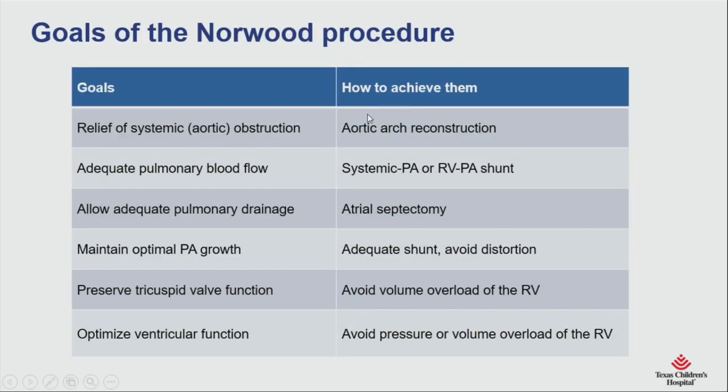So what are the goals of the Norwood operation? First of all, you want to relieve the systemic obstruction. How do you do that? With the aortic arch reconstruction. Second, you want to provide an adequate and balanced source of pulmonary blood flow. How do you do that? With a systemic to PA shunt, so a BT shunt or a Sano conduit. You want to allow adequate pulmonary venous drainage, so you need to make sure that the ASD is wide open, so you can actually have drainage from the left atrium into the right atrium. And in addition, some of the considerations that you want to keep in mind are to maintain optimal PA growth, preserve tricuspid valve function, and optimize ventricular function.